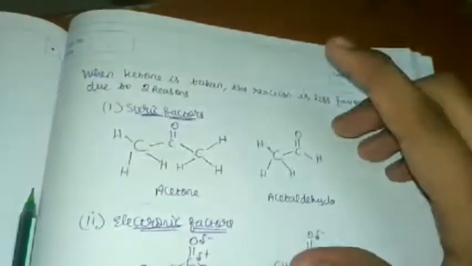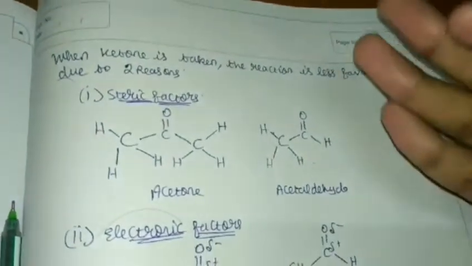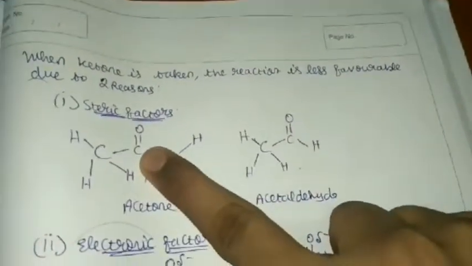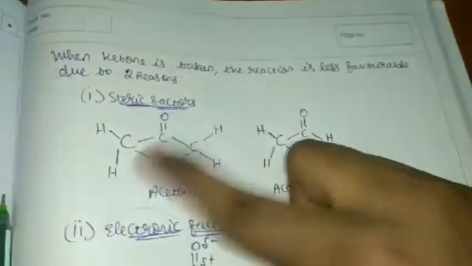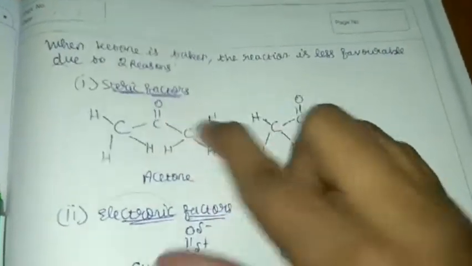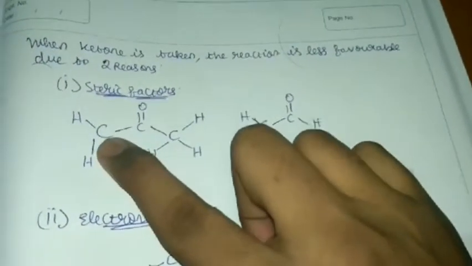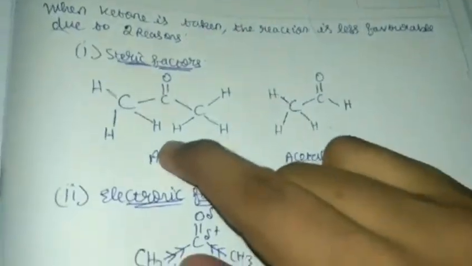So one is steric factors. Do you understand what is meant by steric hindrance? It means the difficulty in attacking this carbon due to bulkiness of the group present near it. Do you see CH3 C double bond O CH3 is acetone, right? I've drawn it in a different fashion. This carbon is tetrahedral, this is also tetrahedral, right? So this will be present something like this, not exactly.